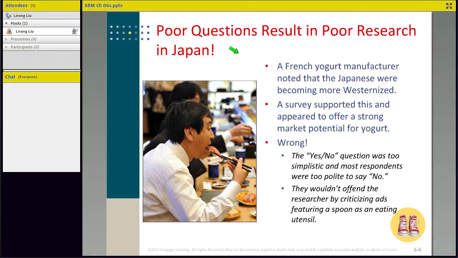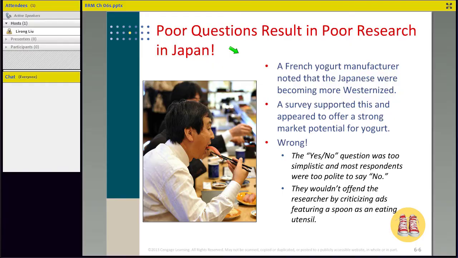What they could do is design other types of questions, list options for them to choose, right? They could ask open-ended questions, asking the respondents to respond in words. So this will, to a certain extent, avoid such situations. And the other issue is they created the ads featuring a spoon as an eating utensil. Now, again, just because Japanese are too polite, they didn't point that out.